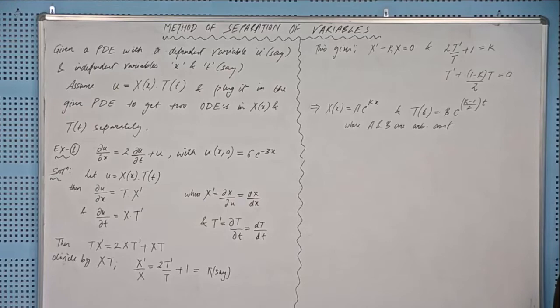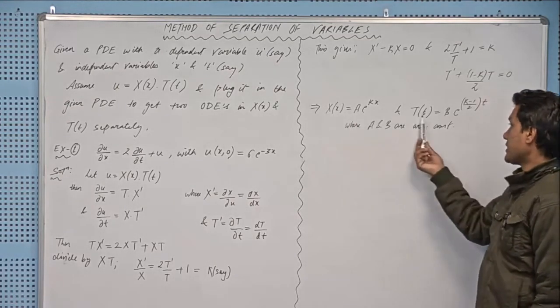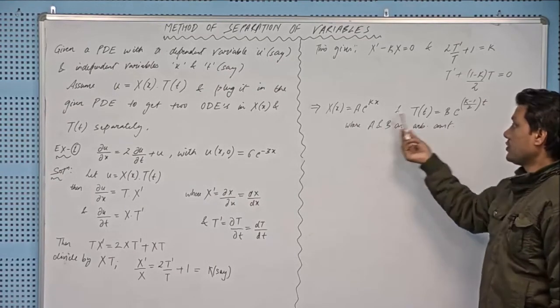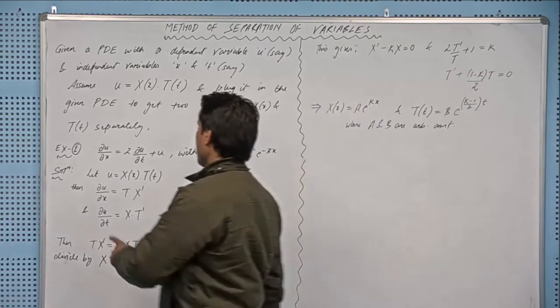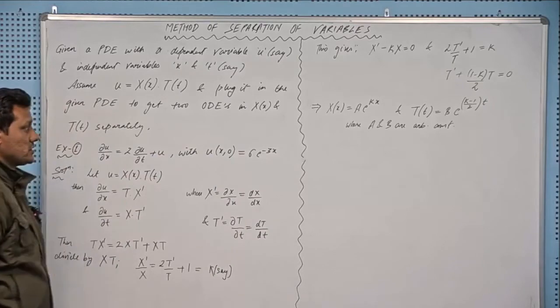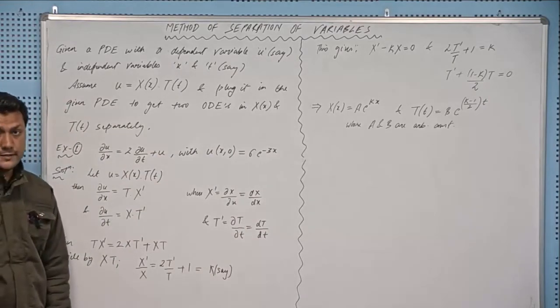Now as I have got capital X of x and capital T of t, both functions, I can plug them in this solution. u is equal to capital X multiplied by capital T, and that will be my solution.